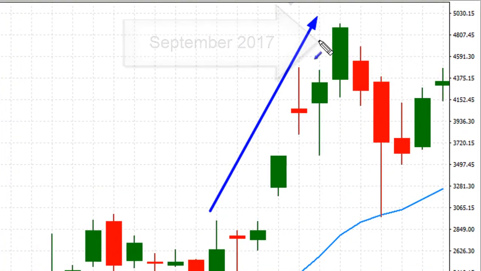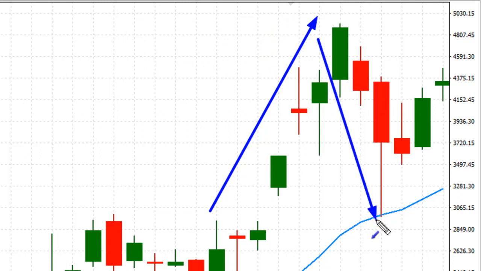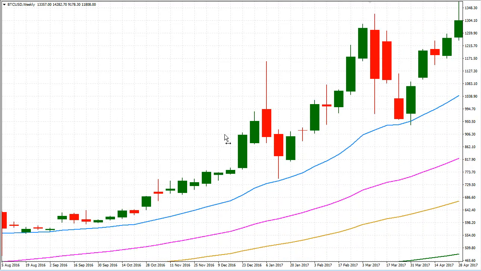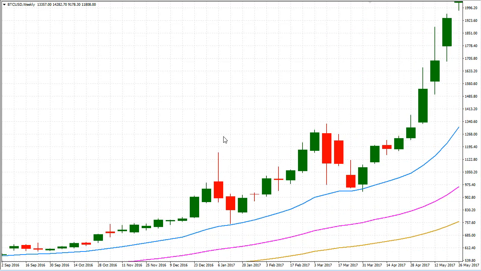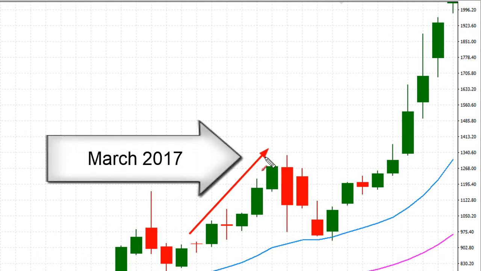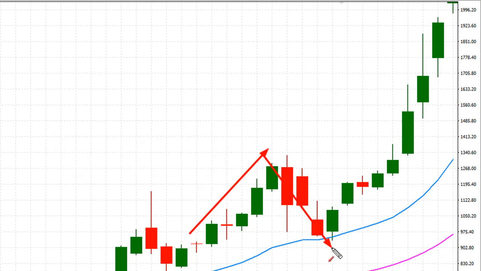And then what did it do? It had a reversion to the mean, to its 21 weekly average. And what did it do? It also held that level and managed to bounce from it. Then let's take a look a bit further back. There it is. So here is Bitcoin back in March of 2017. Again, with a rally and then a reversion to the mean, a pullback to the 21 weekly average, the key level on the chart.